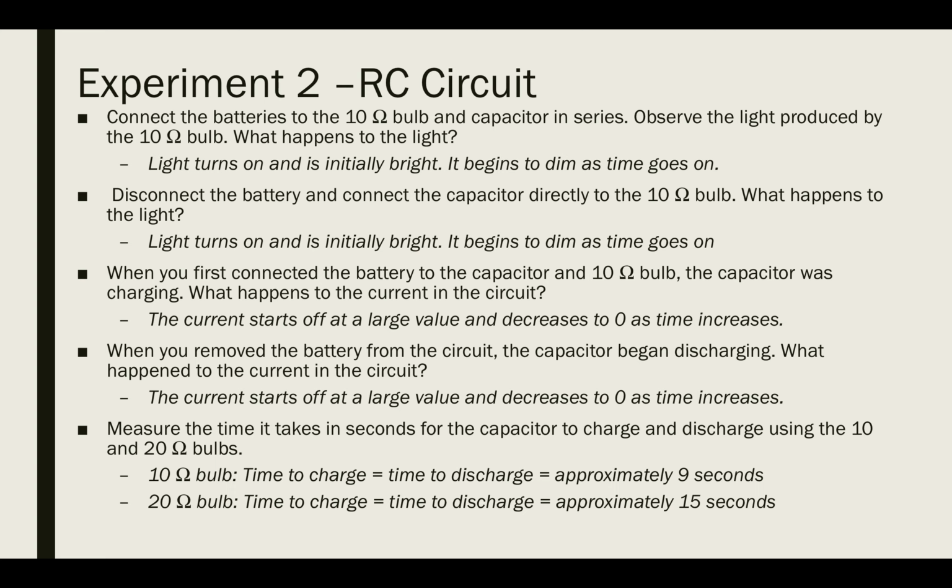And when I measured the time it takes, in seconds, for the capacitor to charge and discharge using the 10 and 20 ohm bulbs, I found that for the 10 ohm bulb, it takes approximately 9 seconds, and for the 20 ohm bulb, it takes approximately 15 seconds.